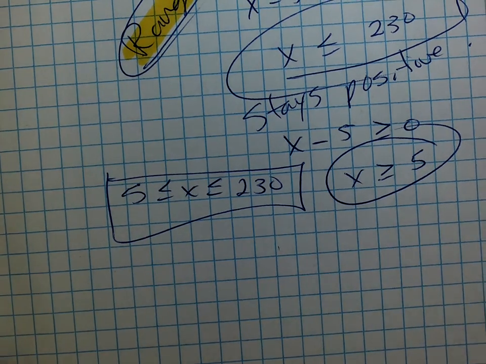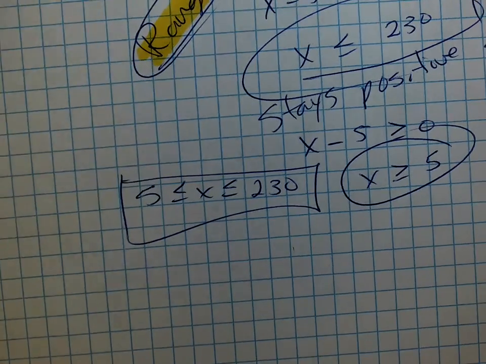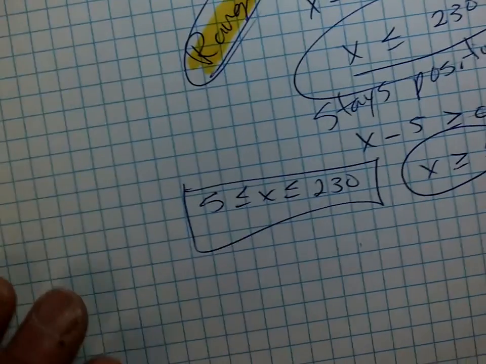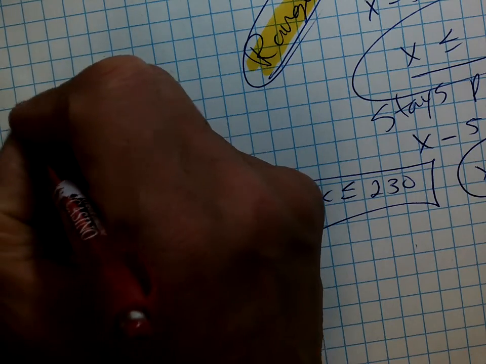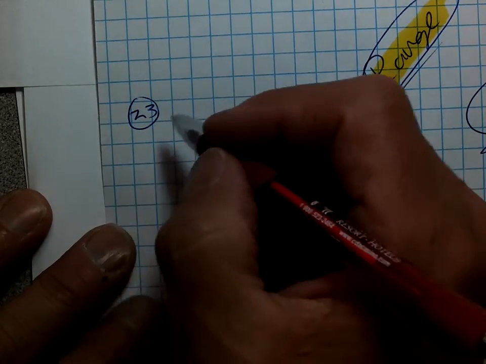All right, you ready for 23? Am I going too fast? Okay. 23 is easy. You're going to like 23. I'll slide 23 over here. You're going to like 23.